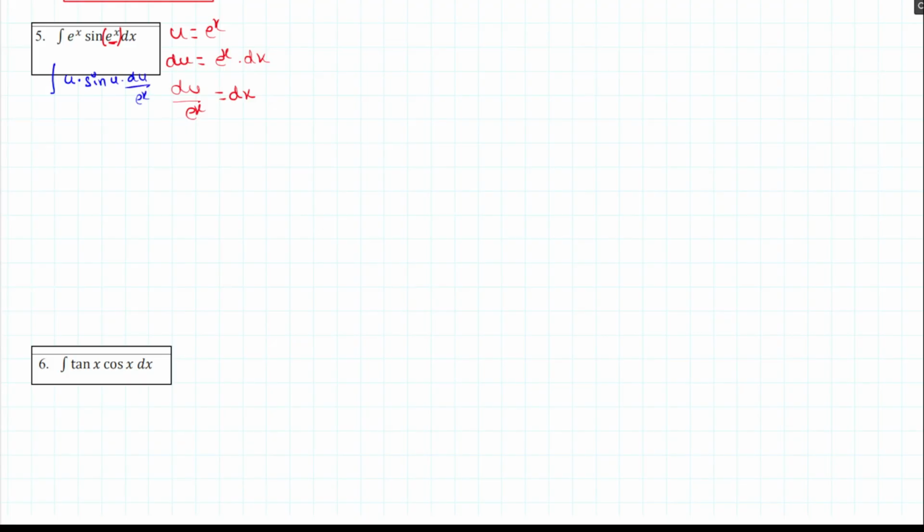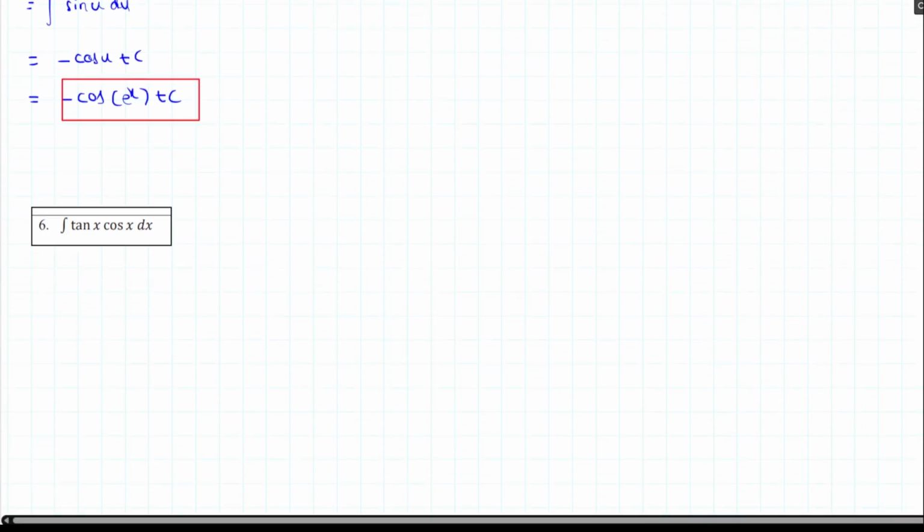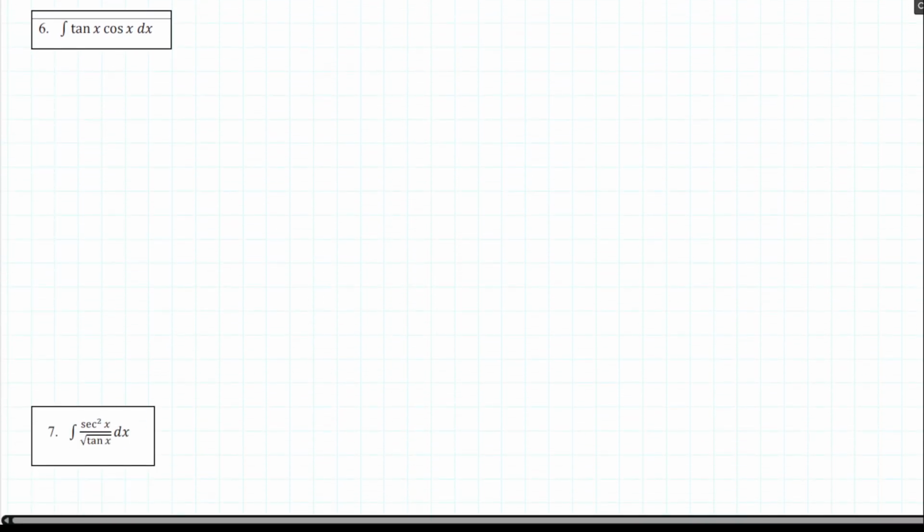Here you can leave it as e power x. So the e power x and e power x get cancelled, and this becomes integral sine u du, and the integration of sine u is negative cos u plus c, that is negative cos of u, where u equal to e to the x, plus c. This is the integration. Let's move to the next problem.